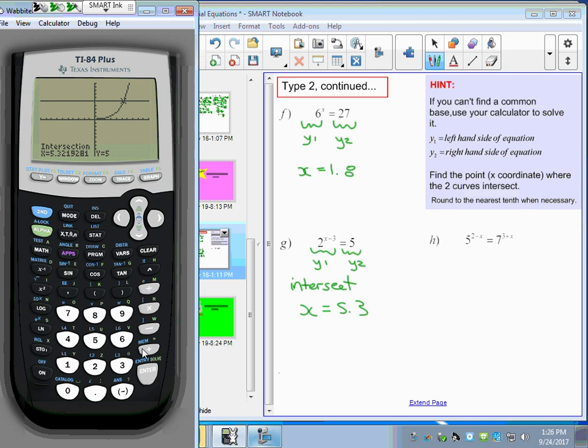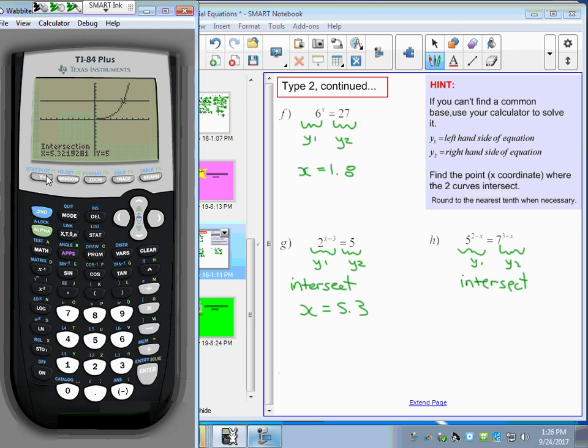All right, last one. Put this equal to y1, this equal to y2, and find the intersect. So I just want to reiterate, you're doing this because you cannot find a common base. 5 and 7 are both prime numbers. There's no way that we can rewrite those with the same base. So sometimes you'll be able to rewrite them with the same base, sometimes you won't. If not, this is your method.